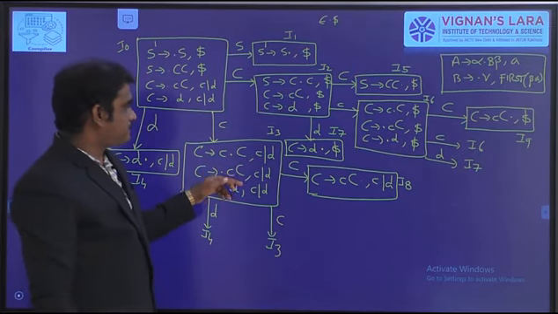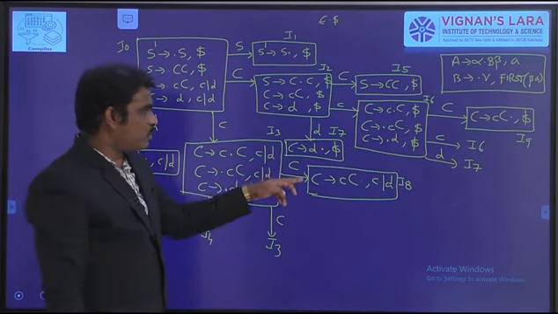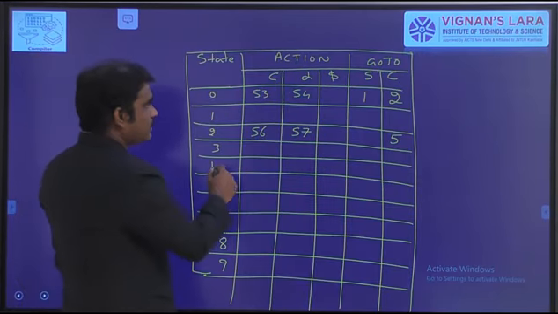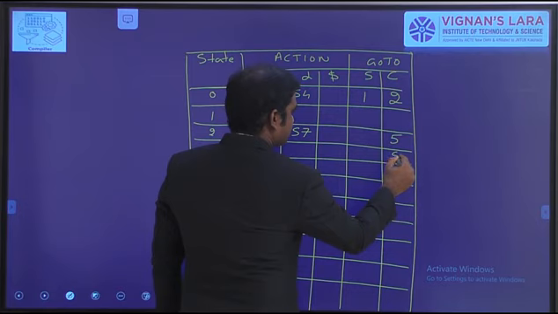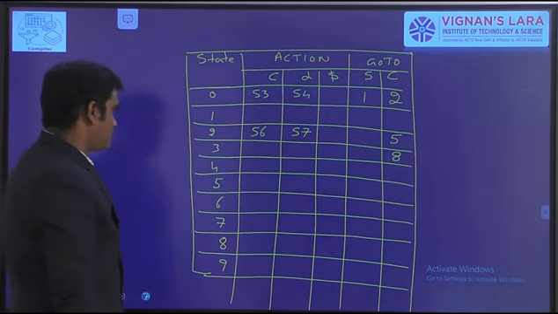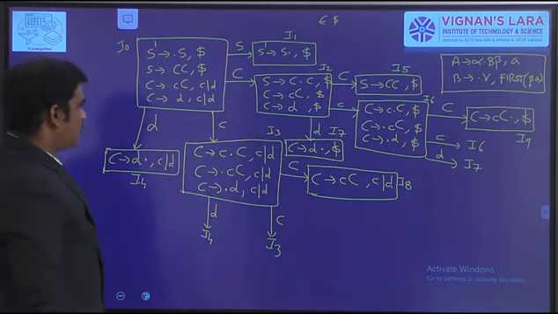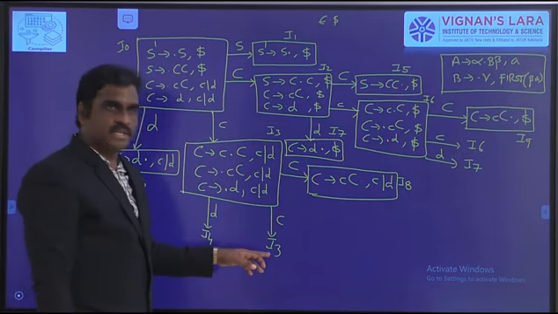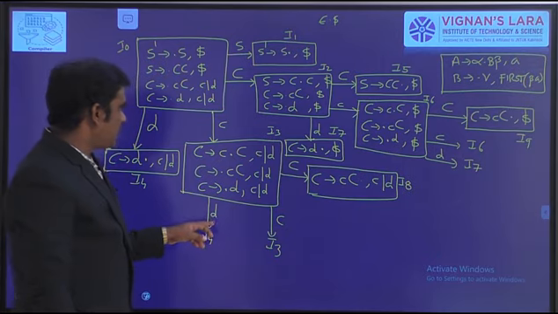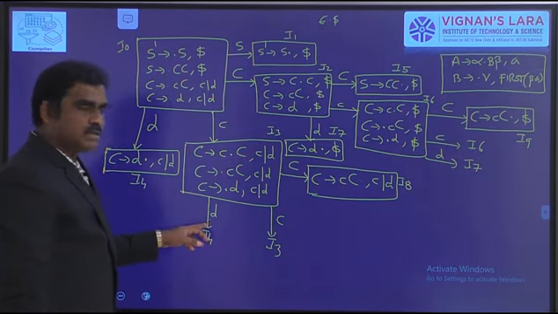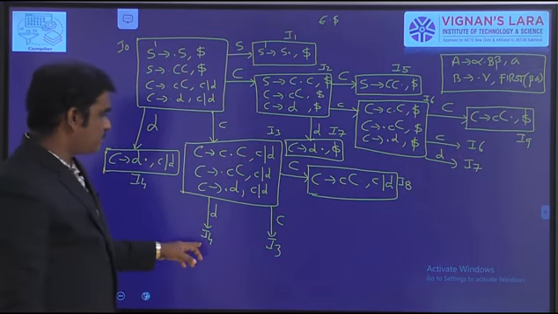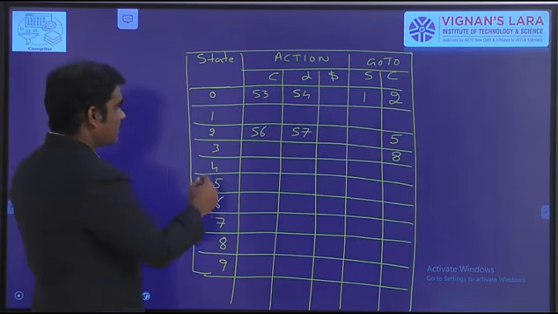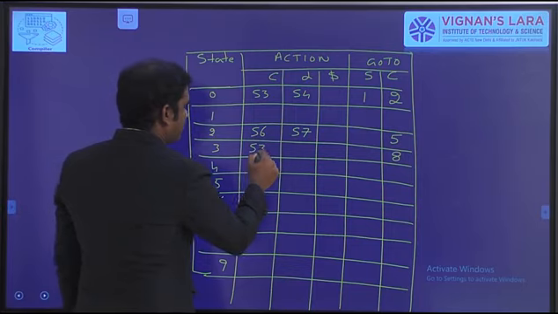Next, I3: on capital C it moves to 8. On small c it stays in the same state, 3. On D it moves to I4. So we have S3 and S4 for I3.